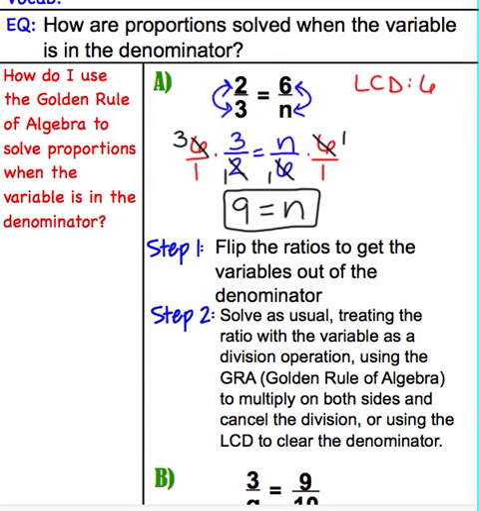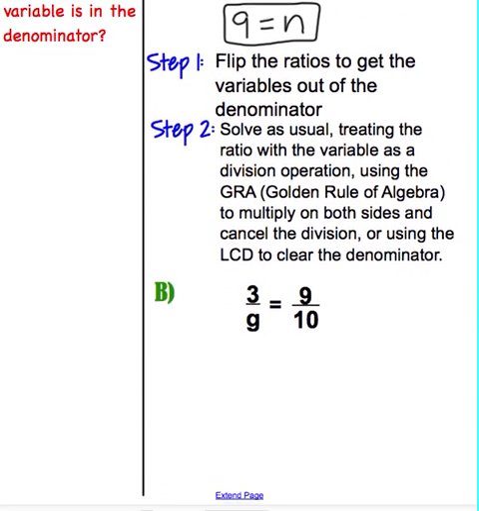To sum that up, first we're going to flip the ratios so we can get the variables out of the denominator. And then we will solve as usual, treating the ratio with the variable as a division operation, and use the golden rule to multiply on both sides to cancel the division, or use the LCD to clear the denominator, which in this particular case, both would have been sufficient. Moving on to the next example.